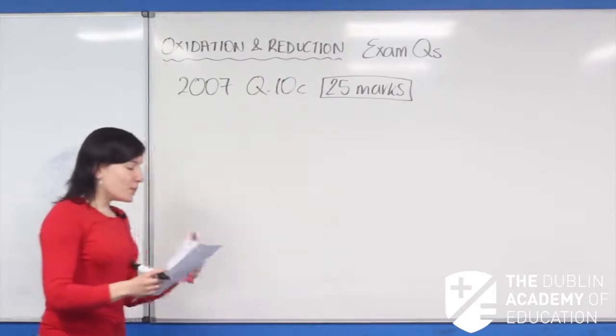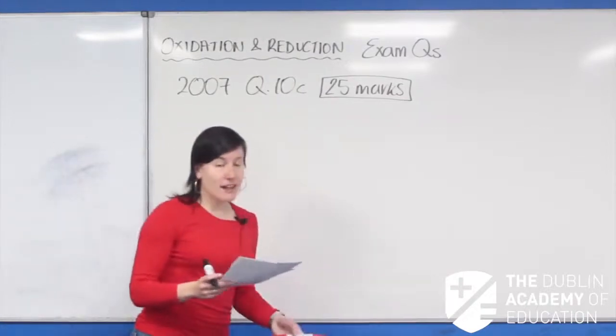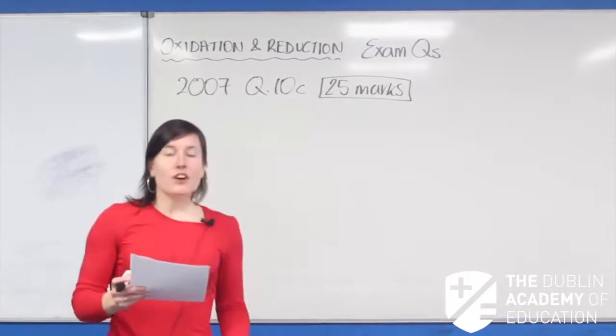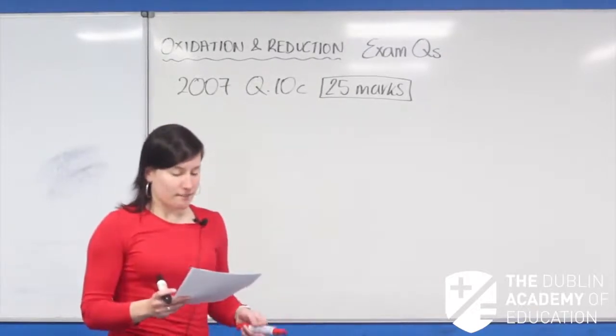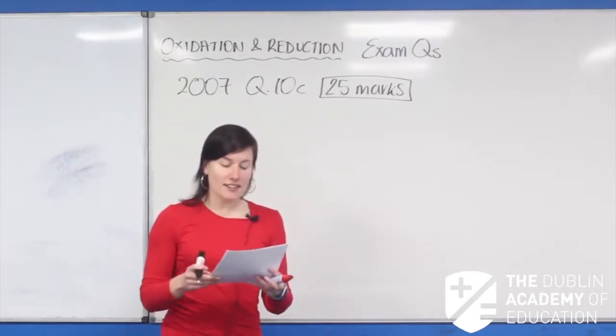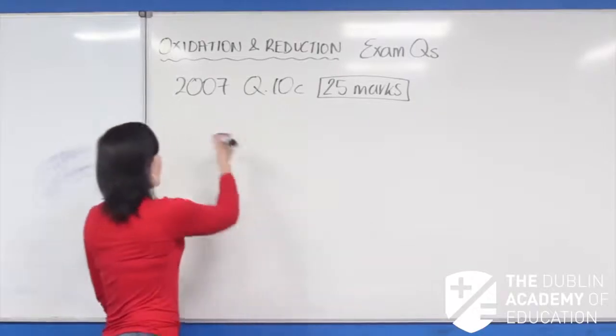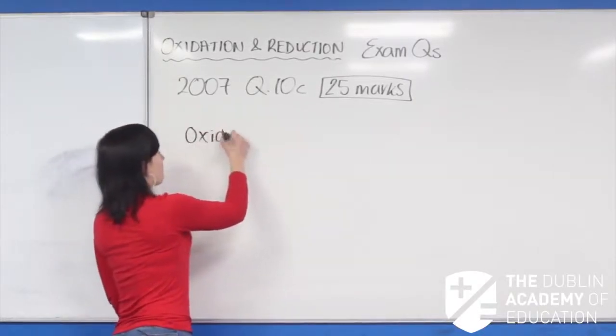Okay, so 2007, question 10C, let's have a look at what we're asked to do here. The halogens are good oxidizing agents, okay? So, how does the oxidation number of the oxidizing agent change during a redox reaction? Okay, so an oxidizing agent.